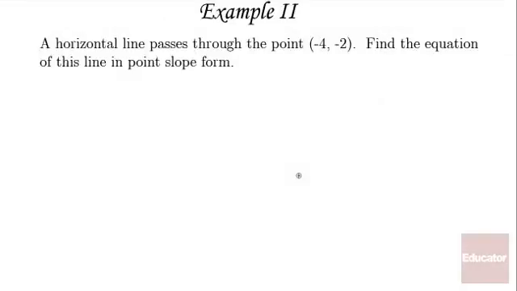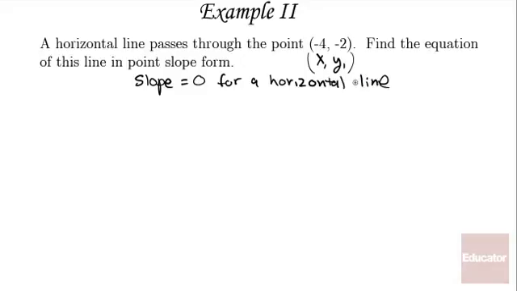A horizontal line passes through the point -4, -2. Find the equation of this line in point-slope form. This time, they gave us a point, so I have my x1, y1, but they didn't directly state what the slope is. But there's something I know about a horizontal line: it has a slope of 0. Therefore, since this is a horizontal line, I know that m equals 0.